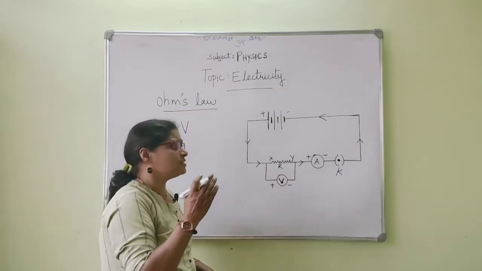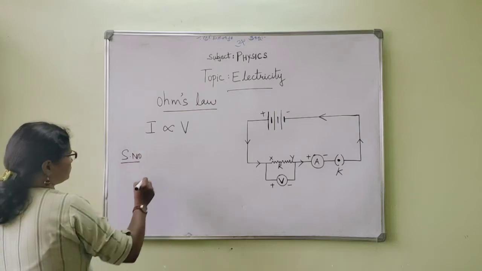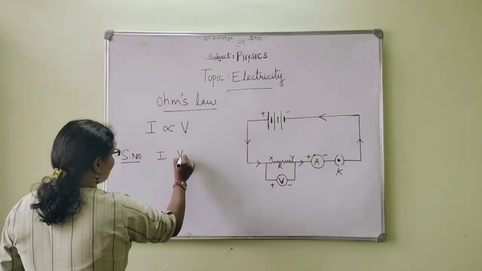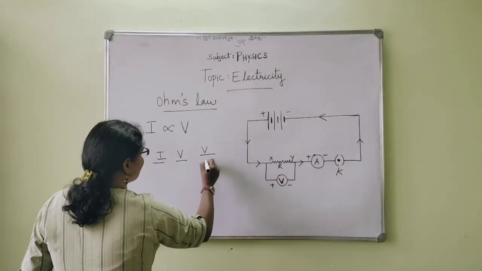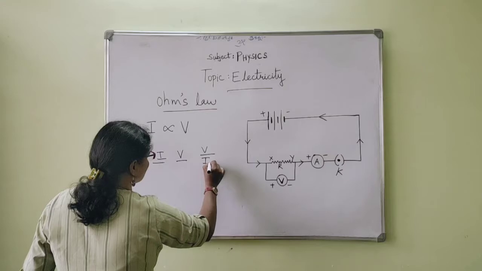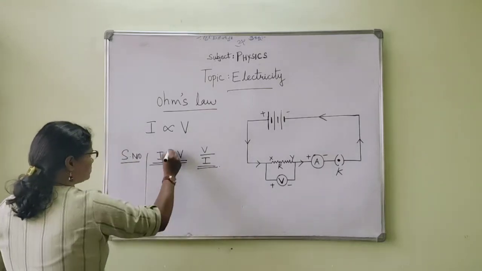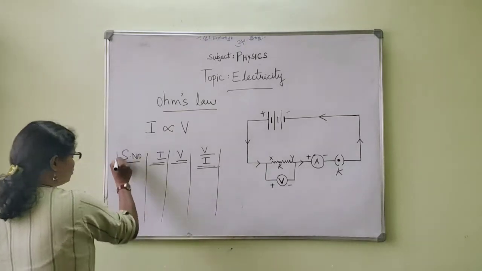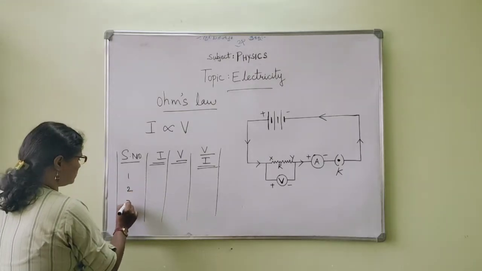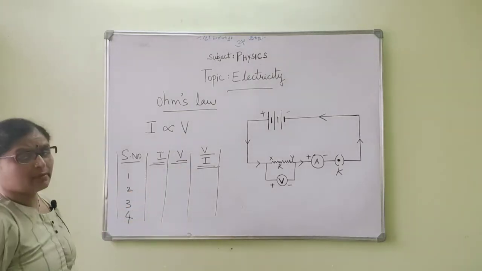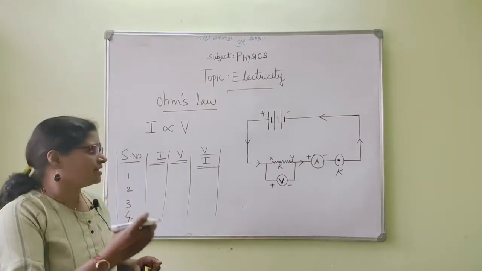Now let us prepare a simple tabular column with the current and voltmeter readings. This is how we are going to make a simple tabular column, and let us perform the same experiment in 4 to 5 steps by measuring the current and potential difference.